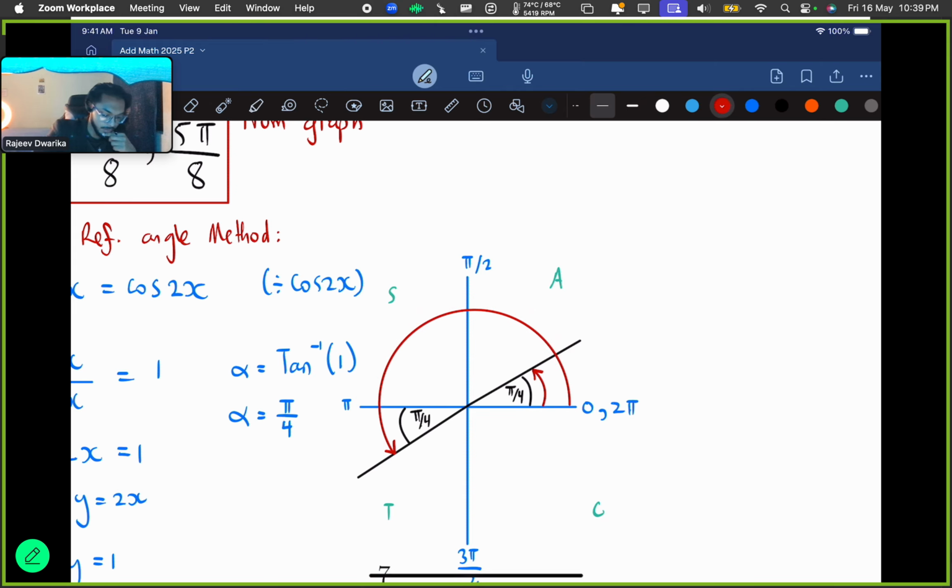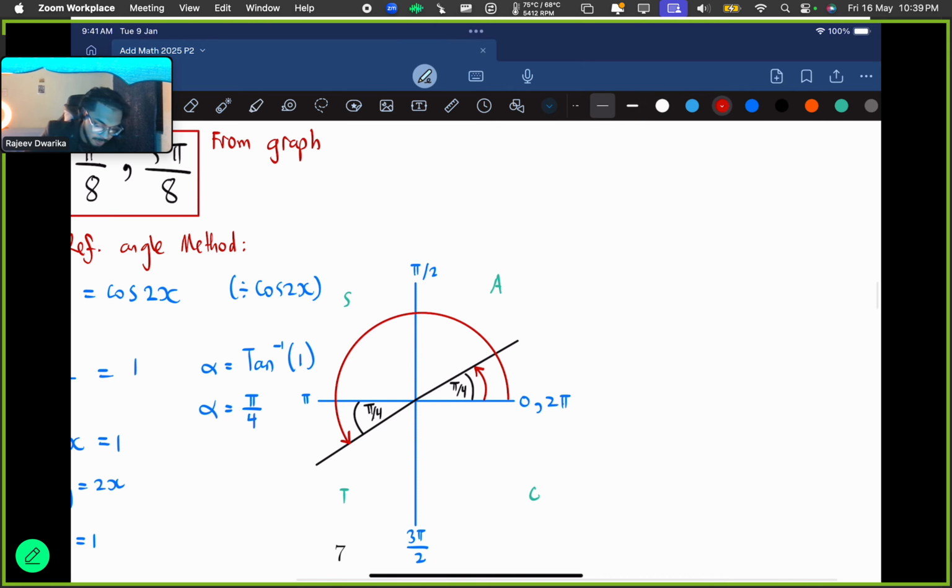Understand? So your values for y are going to be pi over 4, and the other value for y is going to be pi plus pi over 4, which should be 5 pi over 4. Yes or no?